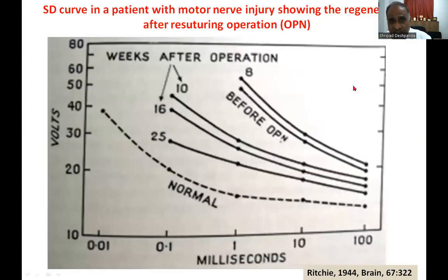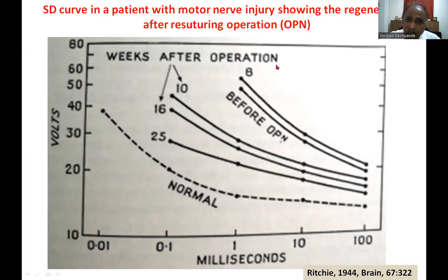Maybe here I will take an example. This is an example of this strength duration curve in a patient with a motor nerve injury, showing its regeneration after a resuturing operation. Now, this is the standard normal strength duration curve. Then this is after the injury, that is before operation. Operation is a resuturing. The nerves are put together, or they are brought nearer in approximation, and then they were sutured. So now, see for example, this strength duration curve here is shifted to the right.